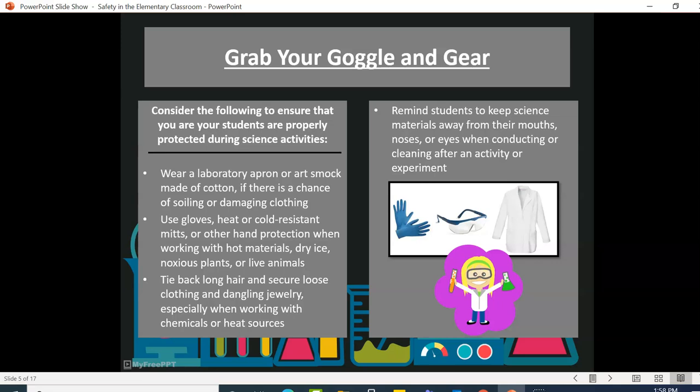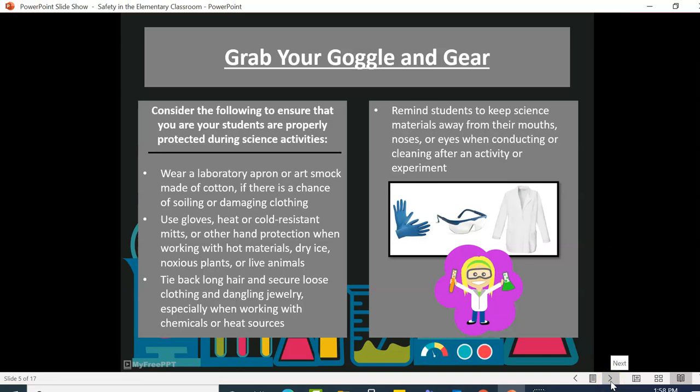Use gloves, heat or cold resistant mitts, or other hand protection when working with hot materials, dry ice, noxious plants, or live animals. Tie back long hair and secure loose clothing and dangling jewelry, especially when working with chemicals or heat sources. And lastly, remind students to keep science materials away from their mouths, noses, or eyes when conducting or cleaning after an activity or experiment.